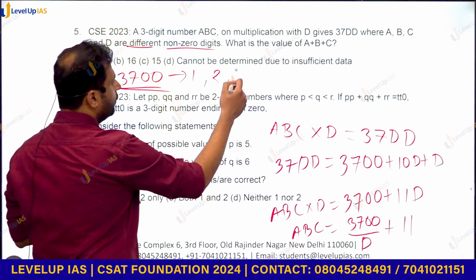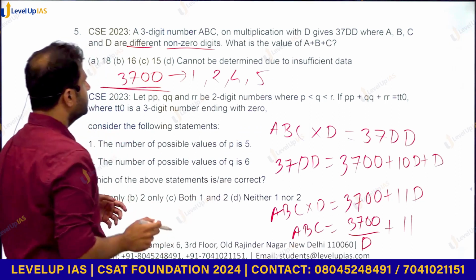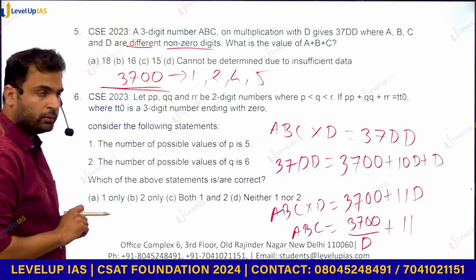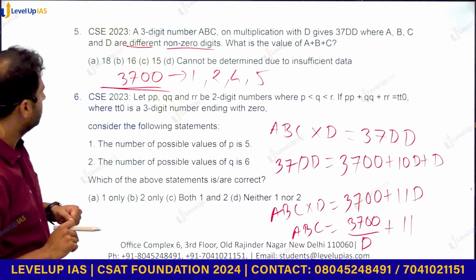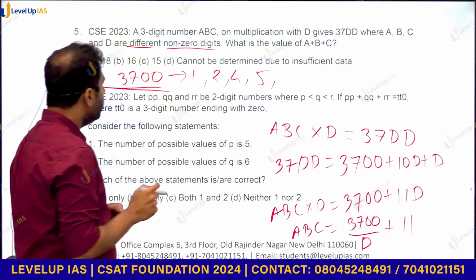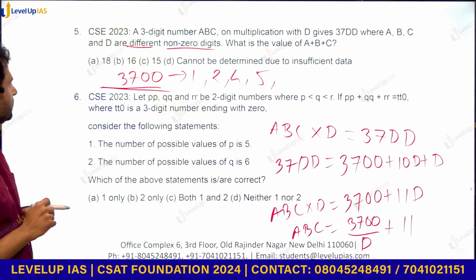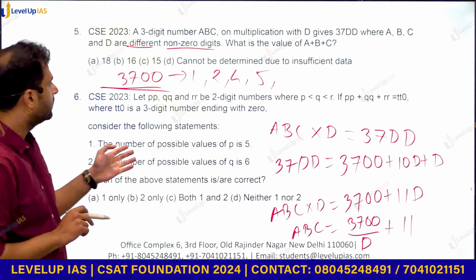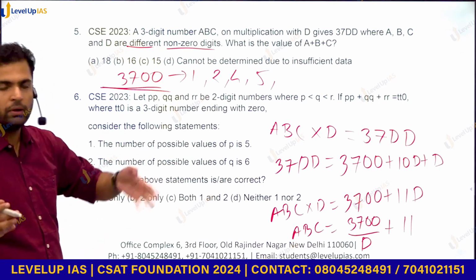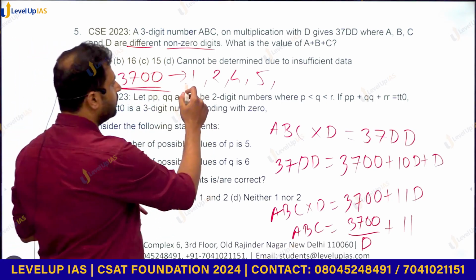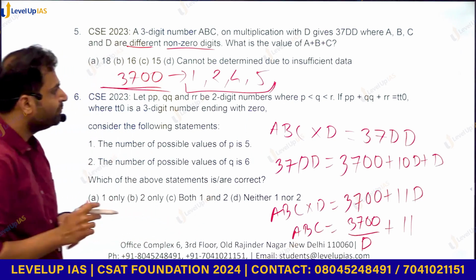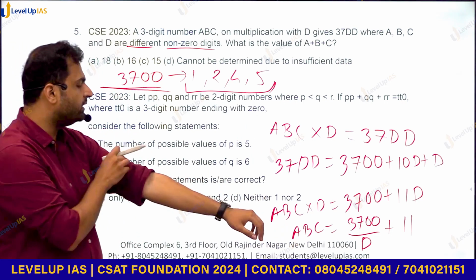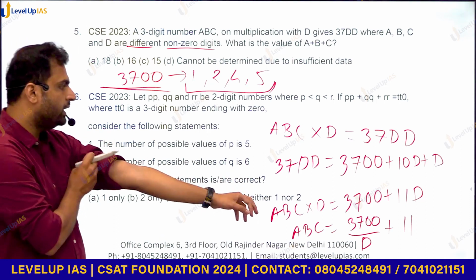d can be 4, yes. d can be 5, yes. Can d be 6? No. Can d be 7? No. Can d be 8? No. Can d be 9? No. Can d be 10? No, because d is a single digit. So these are the only 4 possibilities for d, right?